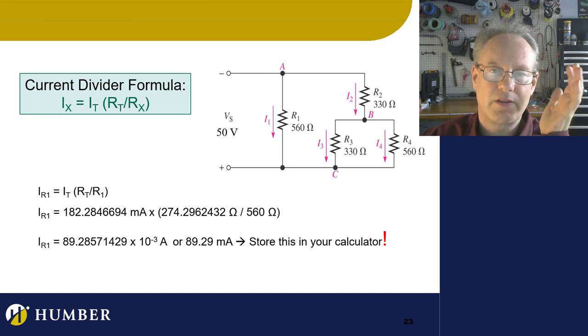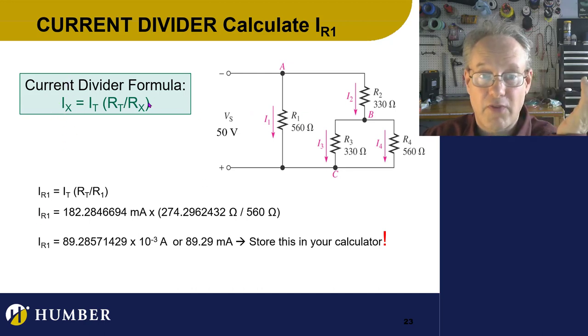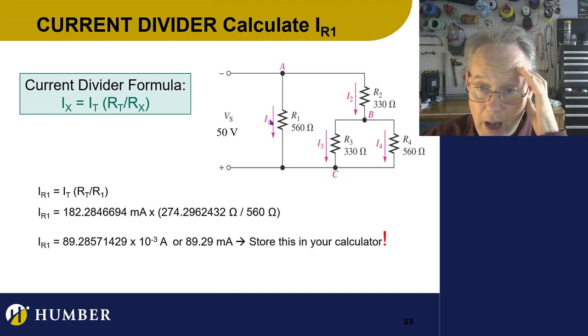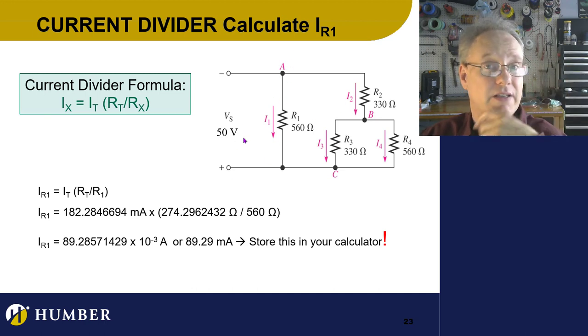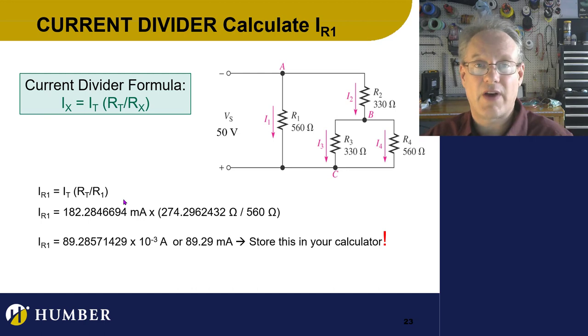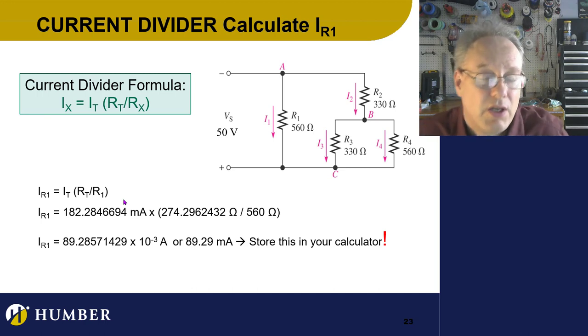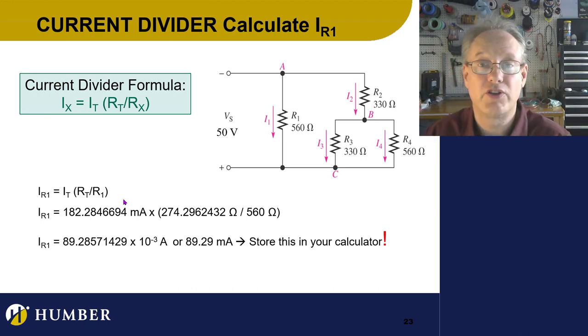Okay, moving forward, let's go ahead and take a look at more. Now, what I need to do is take a look at the current divider formula, which is here. Now, IR1 here is going to be really easy to calculate, because I know the voltage here and I know the resistance here. If I were to use the current divider formula to find IR1, we can find Ohm's law pretty easily because we know the voltage drop across there and we know the value of that resistor R1. So I could just use Ohm's law and do that really easily.